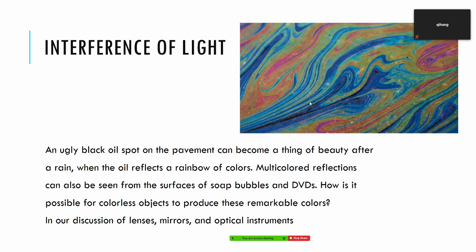Okay. So, a dull black oil spot on pavement can become a thing of beauty after a rain, and the oil reflects a rainbow of colors. Multicolored reflection can also be seen on the surface of soap bubbles and DVDs. Okay. How is it possible for colorless objects to produce such remarkable colors? In our discussion on lenses, mirrors, and optical instruments, so now we're going to interference of light.